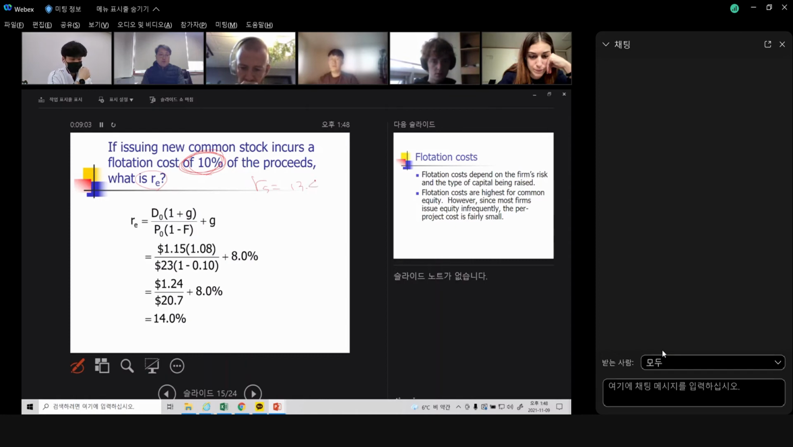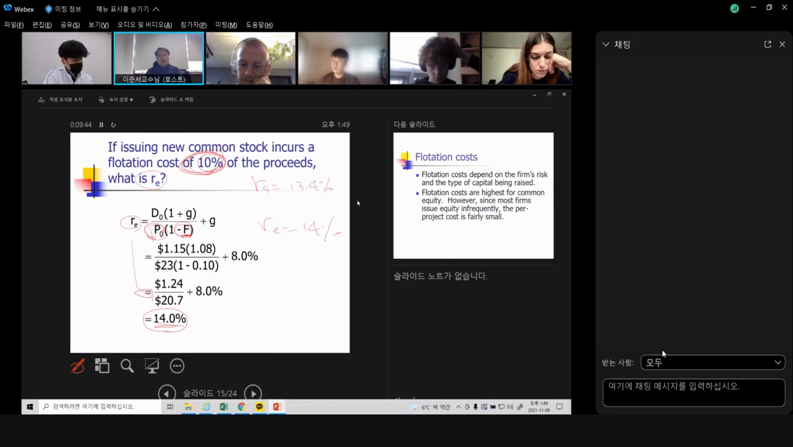So if we consider the flotation cost of 10%, then the stock price times (1 minus F). F is the percentage of the flotation cost. So if we solve this equation, RE is going to be 14%. Definitely the price is going to decrease, right? The flotation cost plays a role as the denominator decreases, a decline of the denominator. So RE is 14%. RE is a little bit higher than RS due to the previous reasons, right?